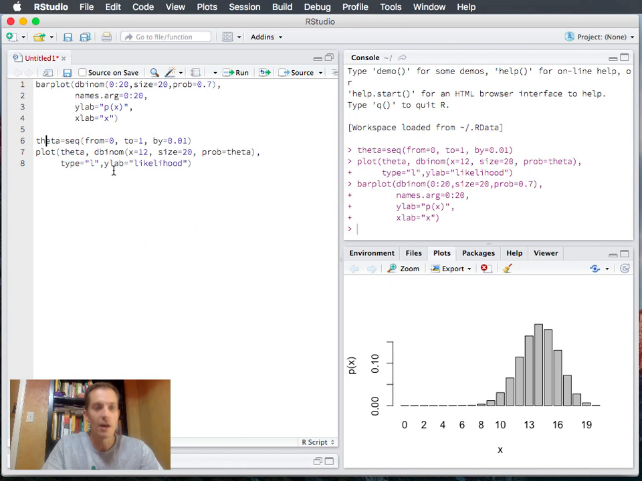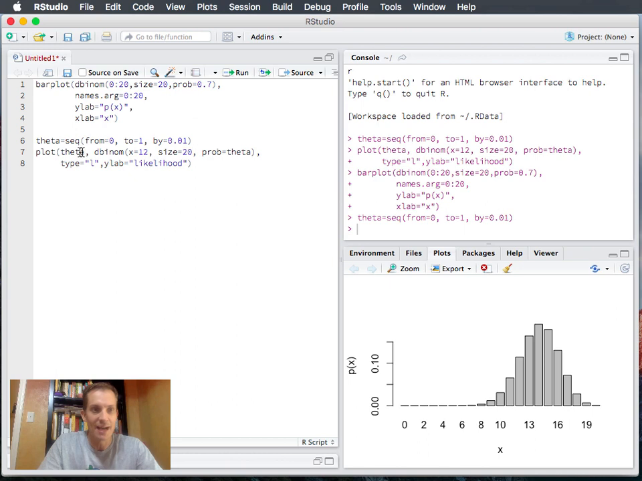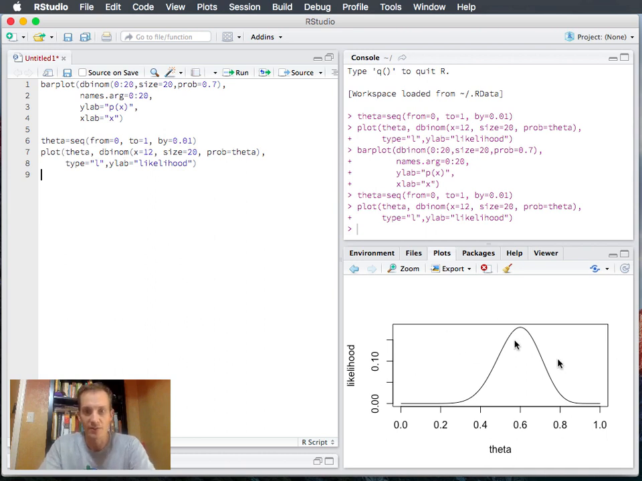All right, so the first line of code on line 6 here, I'm just telling R to build me a sequence of thetas going from 0 to 1 and by a very small increment. And then in the next, I tell it to plot the binomial function with theta as my variable. And I get a graph that looks like this. Okay, so what is this telling us?